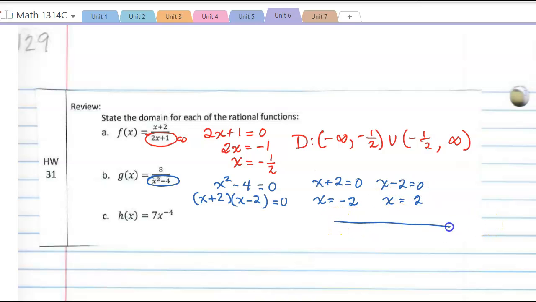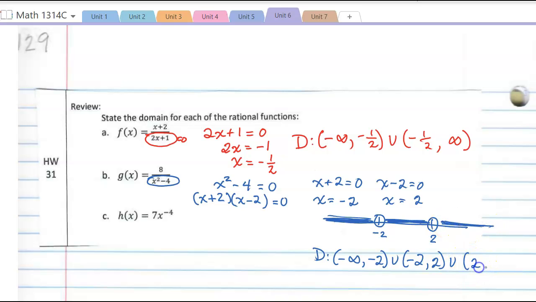So on our number line, at negative 2, it's going to be an open circle. At positive 2, it's going to be an open circle. So all of these numbers, as well as all of these numbers, will be part of the domain. So for the first interval, we'll have from negative infinity to negative 2, from negative 2 to 2, and from 2 to positive infinity.